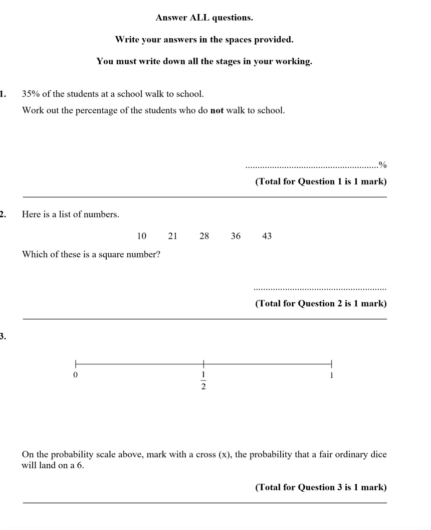So, question 1, 35% of the students at a school walked to school. Work out the percentage of the students who do not walk to school. Well, we know the percentages have to add up to 100. So basically we need to do 100, take away 35, which gives us 65%.